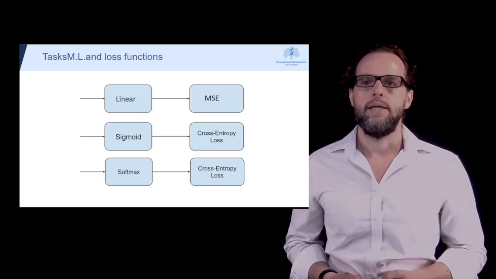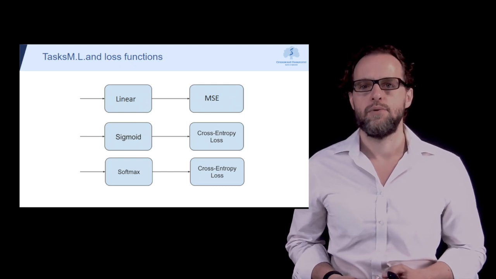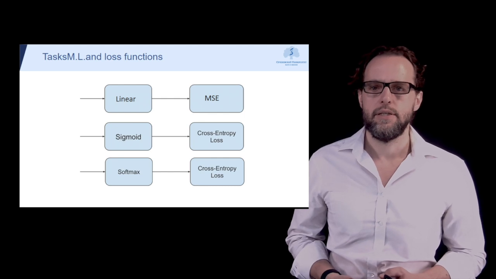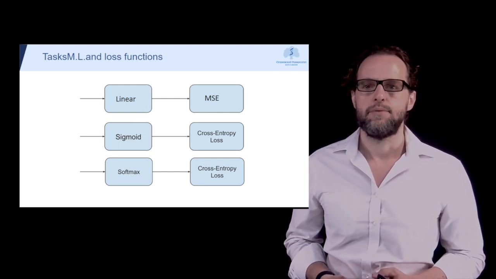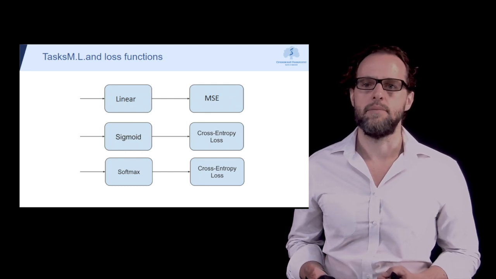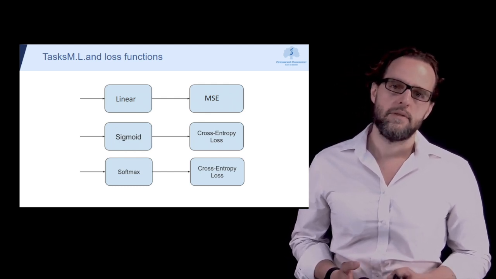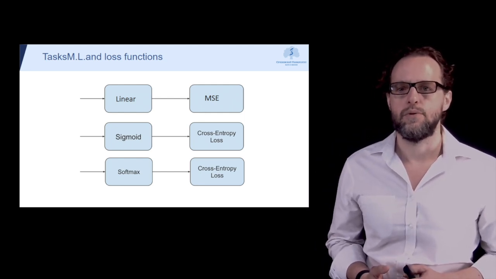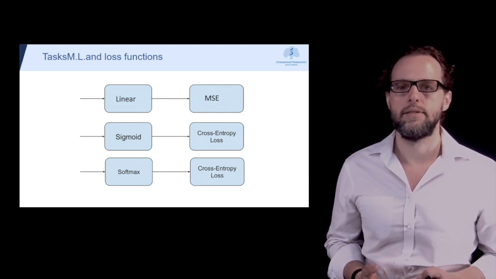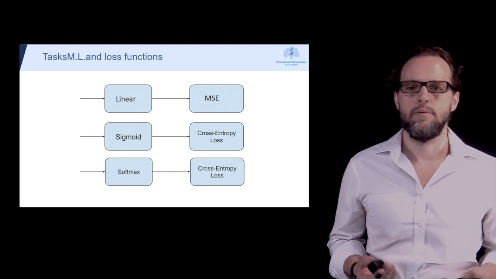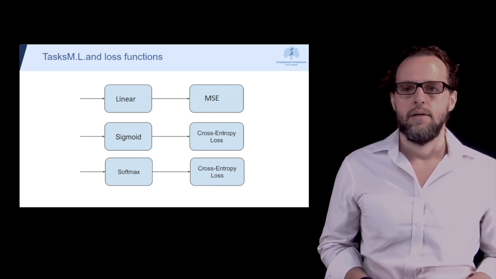Let's take a look at commonly used output layers and loss functions. In machine learning tasks, a regression problem is a problem where you predict a real number. Output layer configuration: one node with a linear activation unit. Loss function, for example, mean squared error.